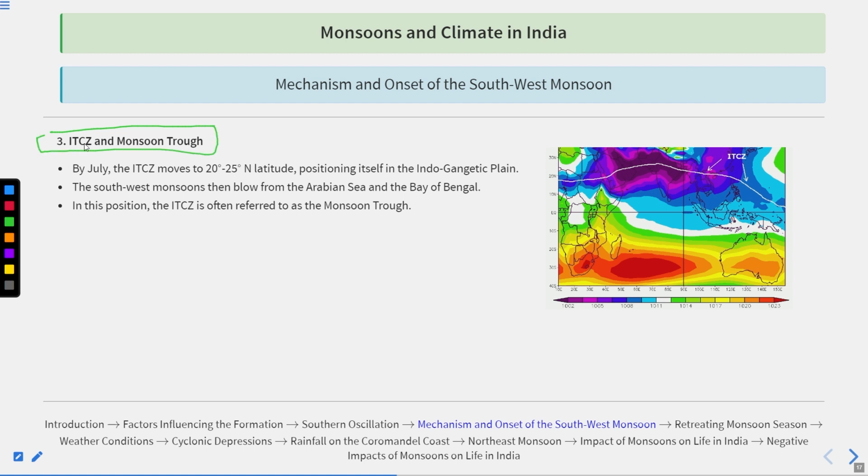Hereafter, now we have the ITCZ and the monsoon trough. We know that by July, the ITCZ generally moves towards 20 to 25 degrees north latitude, positioning itself in the Indo-Gangetic plain. The southwest monsoon then blows from the Arabian Sea and Bay of Bengal. In this position, the ITCZ is often referred to as the monsoon trough. Got it?